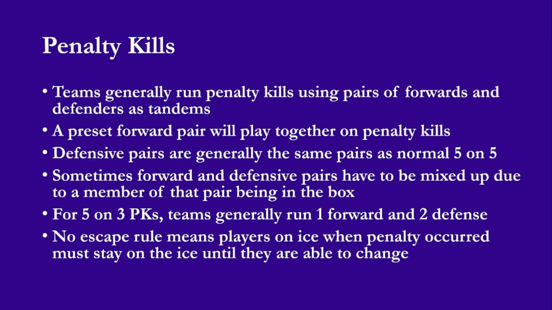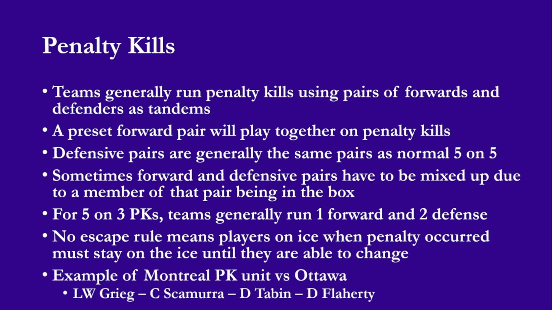Now there's 3 forwards and 1 defender out to start the penalty kill. Looking at an example of what Montreal used on a penalty kill, Grieg and Skamura, who are normally on the same line, were on the same forward pair for the penalty kill that I looked up, and Tabin and Flaherty, who are normally on the same defensive pair, were the defensive pair for this.